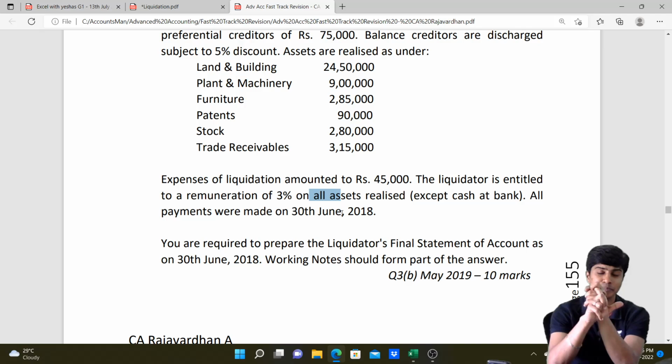So to start with, land and building is going to realize 24 lakh 50. Let us write 24 lakh 50 in our LFH. I'm trying to change the color of the cell that we're going to use.